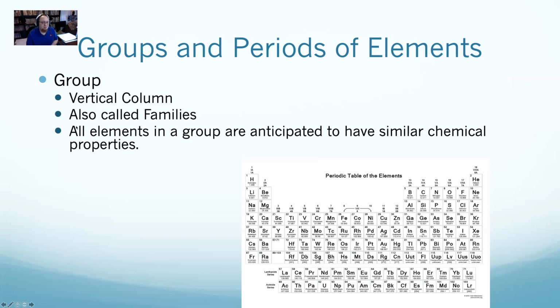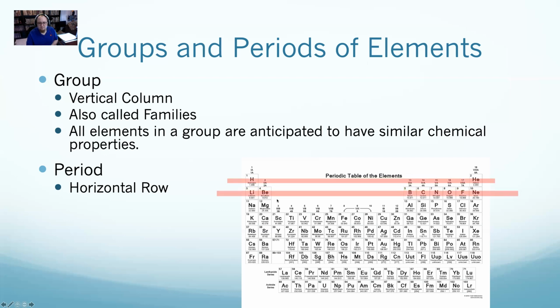A horizontal row we call a period. And it's worth noting we number the periods from the top. This is period 1. This is period 2. This is period 3. This is period 4. So like chromium right here, there's nothing above it, but it's still in period 4 because it's 4 rows down from the top.